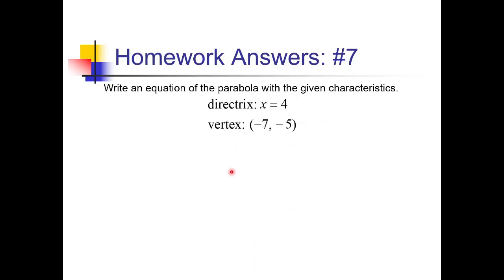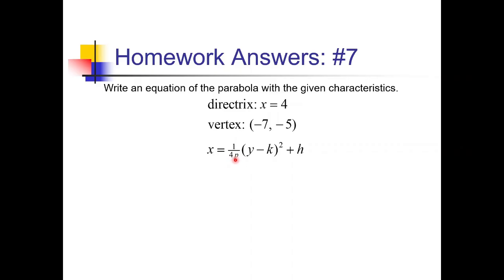For this one, we have the directrix and the vertex of a parabola. We want to write the equation. So first things first, let's figure out if this is an x equals or a y equals. Since my directrix equation is x equals a number, that tells me that this is going to be a left-right sort of parabola. So I'm going to write x equals 1 over 4p y minus k squared plus h. Now I need the vertex for this thing to work, and it looks like they've already given it to me, so I can move on from there.